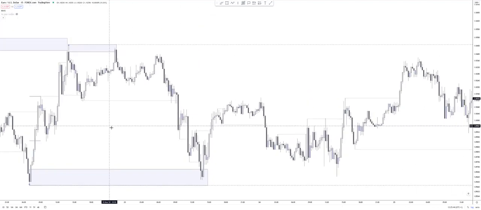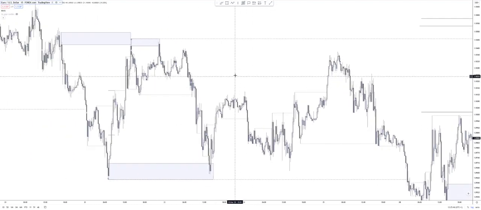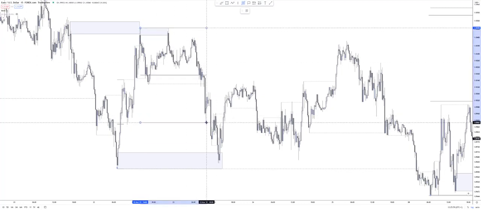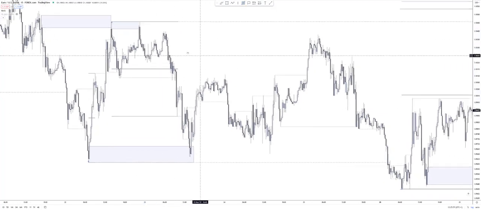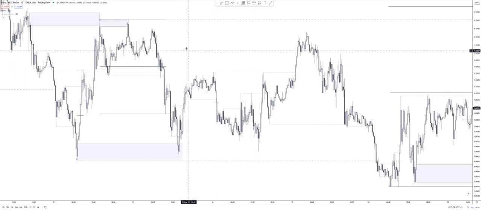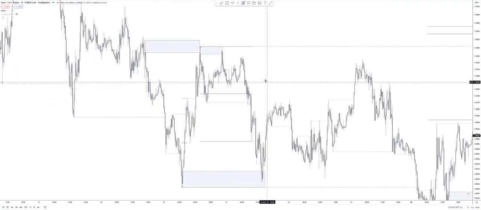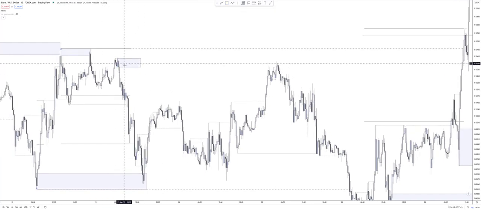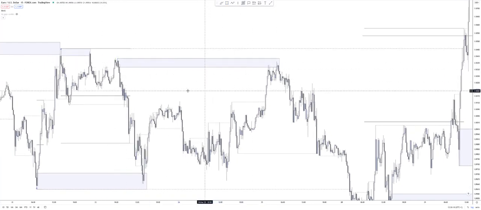And then what we had over here was more minor within major. So as you can see, we had this minor break of structure down, which was never mitigated to the premium. And then price later on comes and taps into that. And this is quite an unclean area that price taps into.